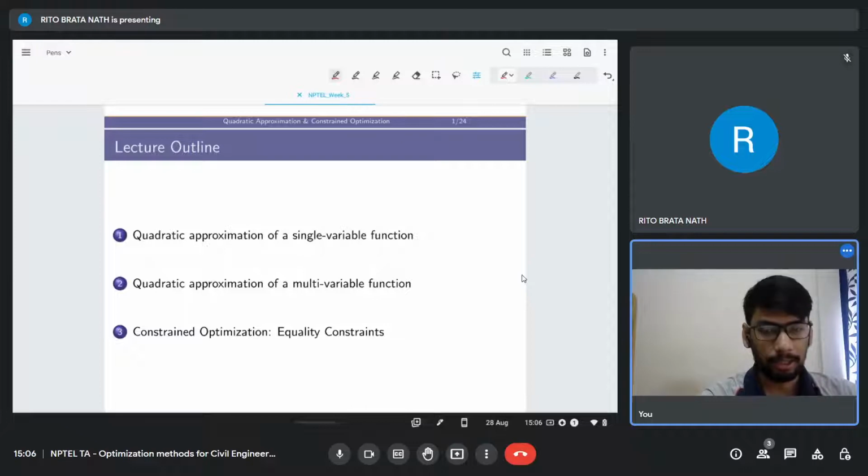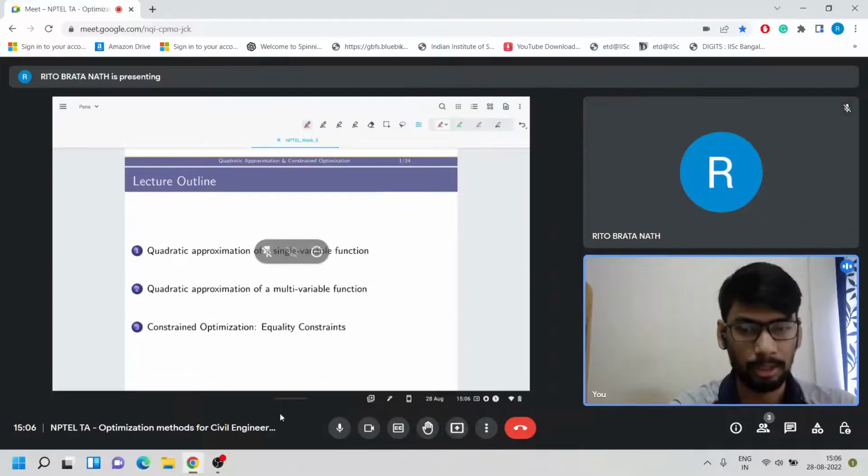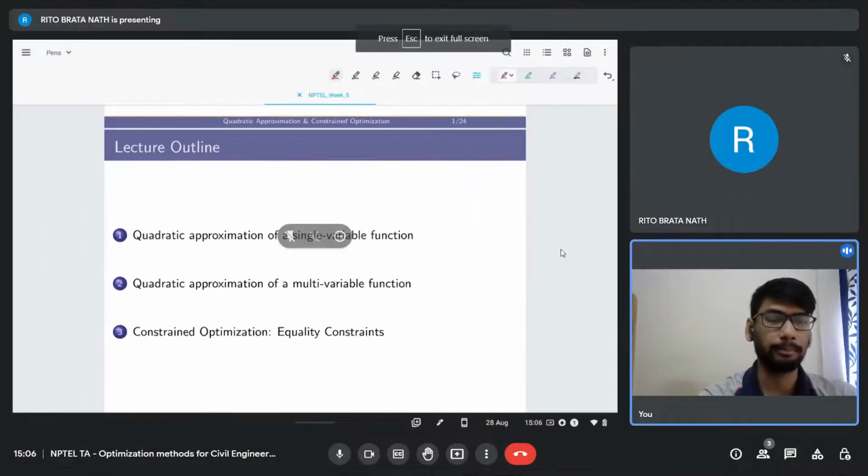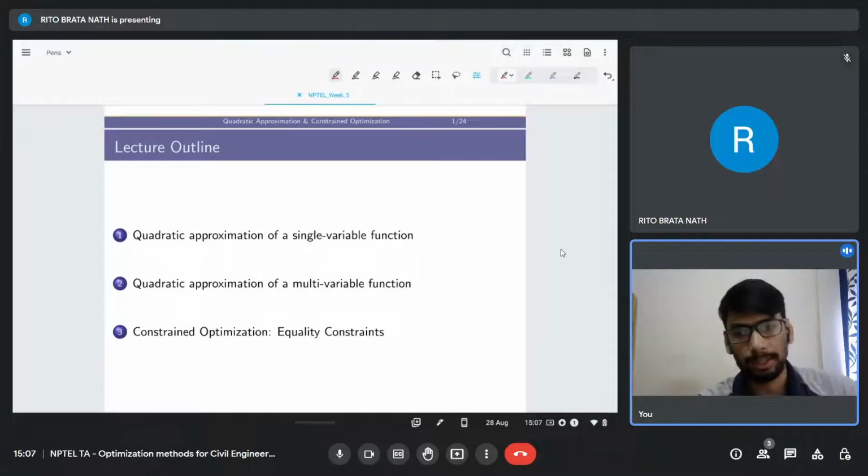Then I'll be going into the constraint optimization, and just a word of caution: in this session I'll be only discussing the equality constraints and not the inequality constraints. The inequality constraints and the penalty function method will be a topic for next week. In next week's TA session, those two topics will be discussed.